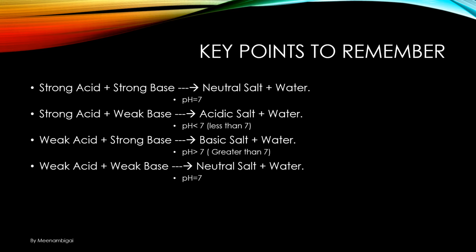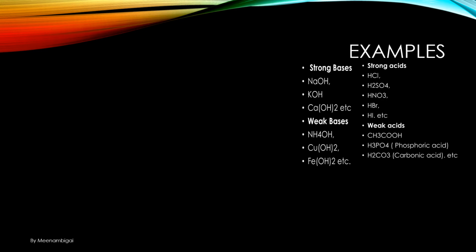So the case is, if the acid and base are both strong or both weak, the salt formed will be neutral salt and the pH will be equal to 7. If the acid is strong and the base is weak, then acidic salt will be formed where the pH is less than 7, and for basic salt the pH is greater than 7.